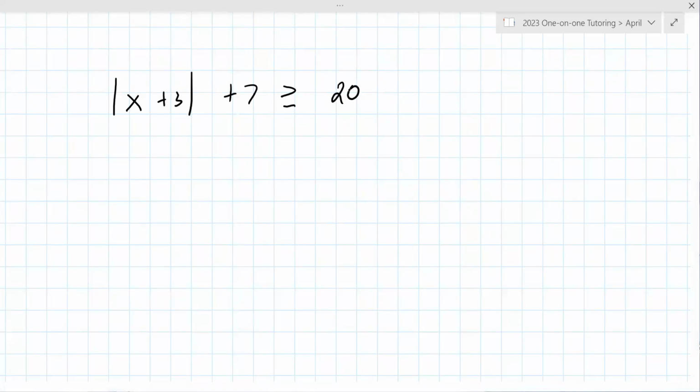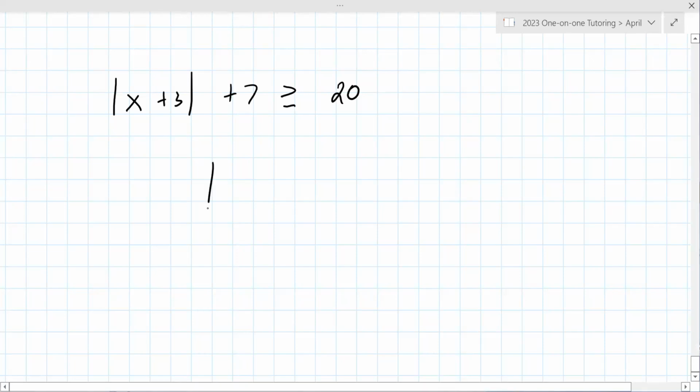All right, I got it. I can first subtract -7, right? I don't have to. Yeah, you have to. You cannot proceed until you isolate the absolute value. That's my first step. Got it.